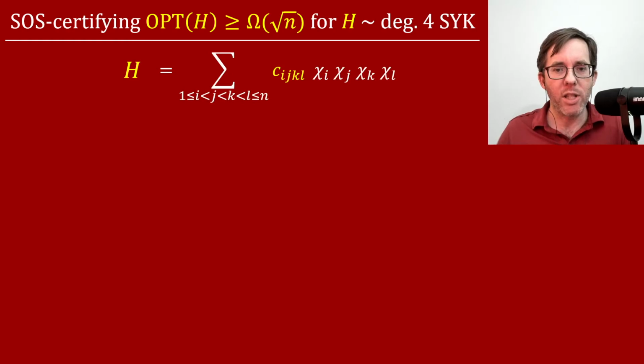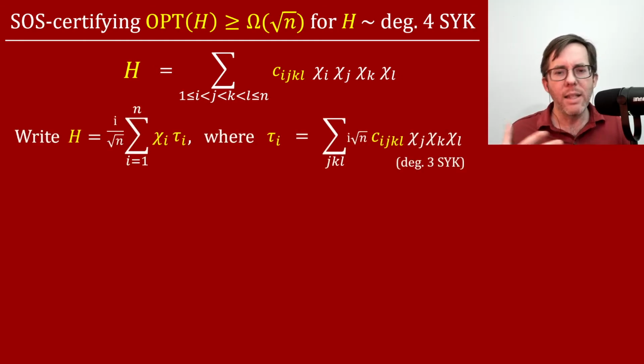Okay, so now we get to the interesting part. We get back to our goal. We have this random degree 4 SYK instance H, and we want to certify that its optimum is at least square root n. Okay, so as in the upper bound argument, we start by expressing H as the sum over i of chi i tau i, where tau i is the degree 3 part of H that depends on chi i.